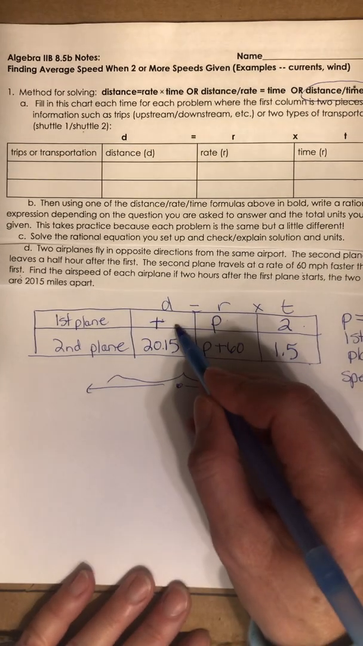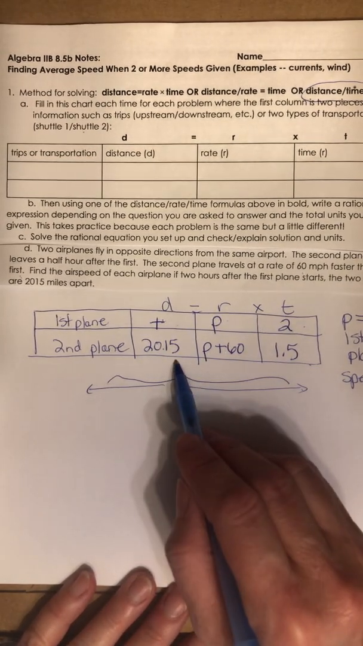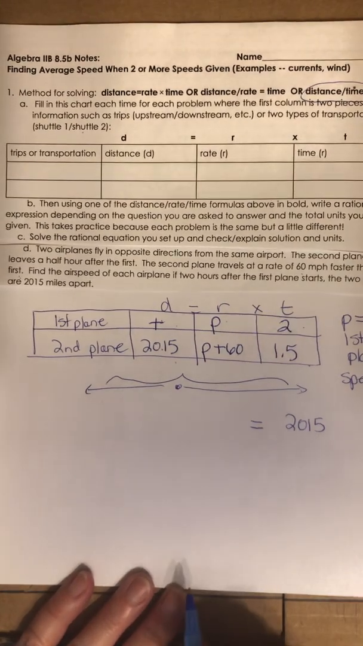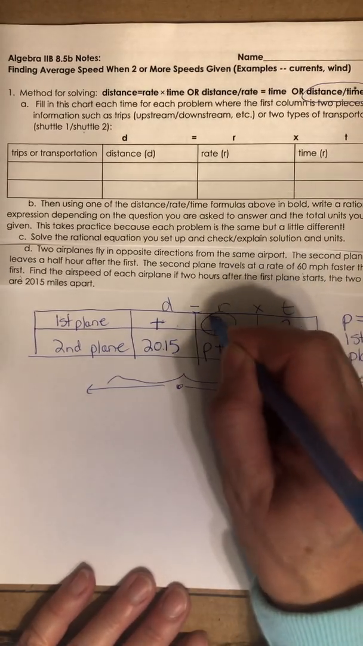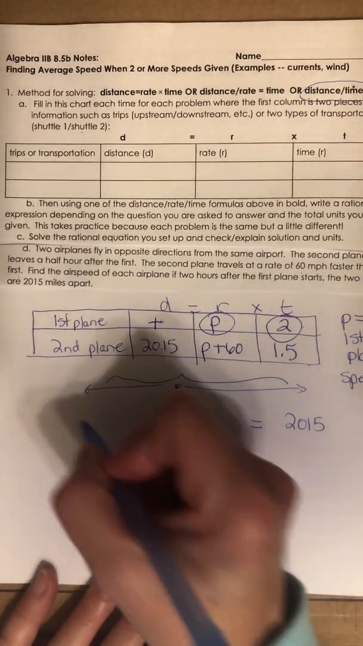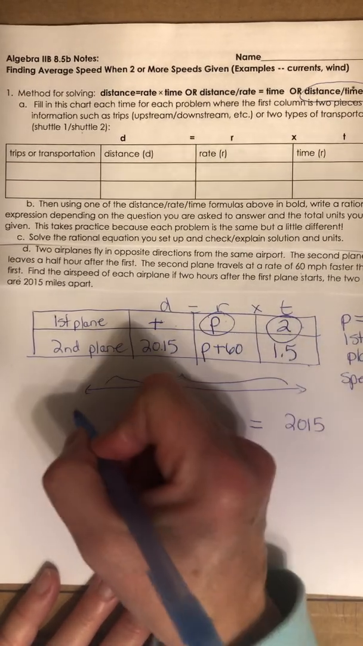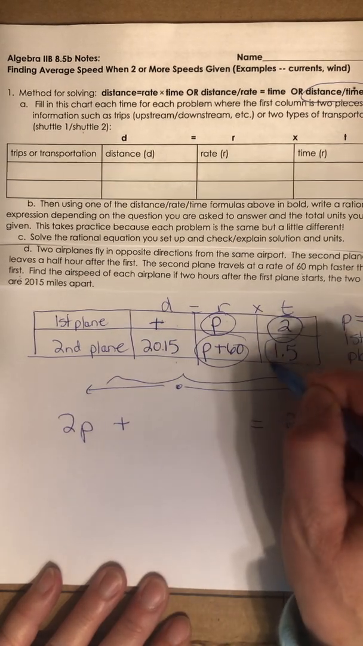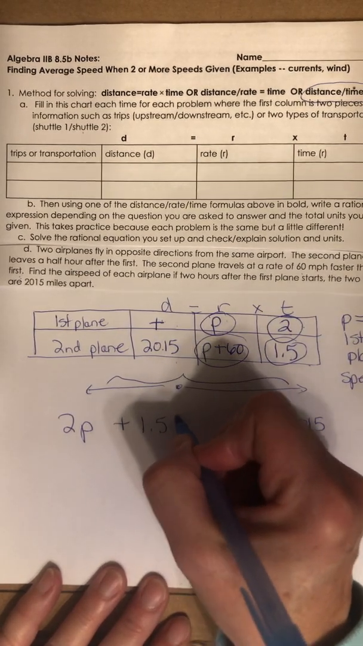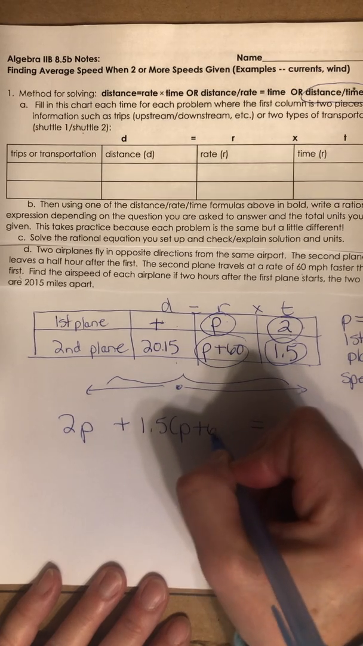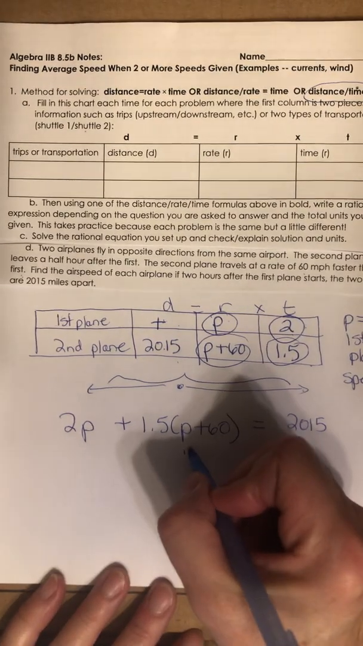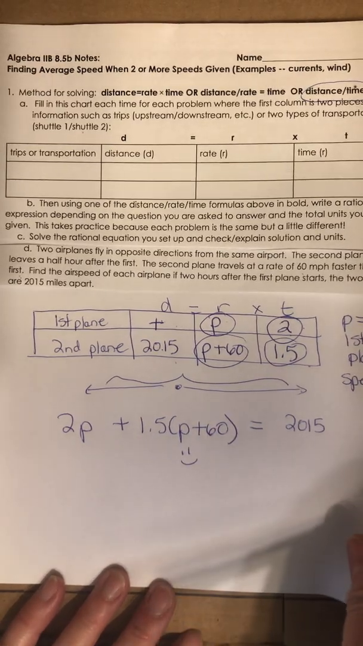Okay, I know that I have to add up two distances to get 2,015. That would be rate times time. Rate times time is the distance for the first plane. Rate times time is the distance for the second plane. And there we go. You know how to solve this equation from there.